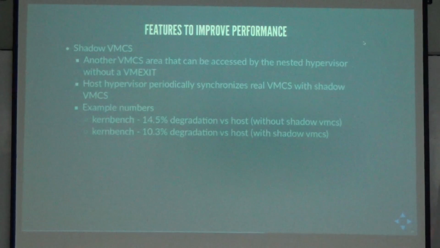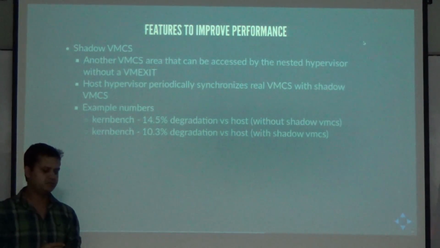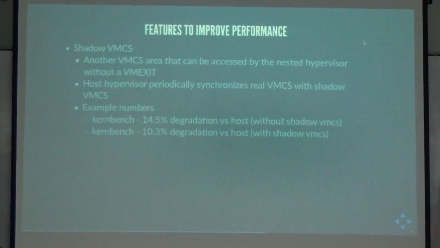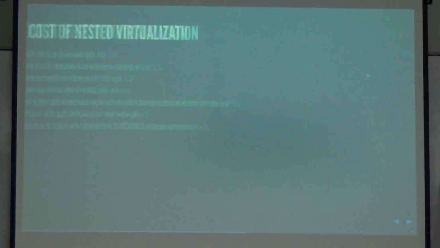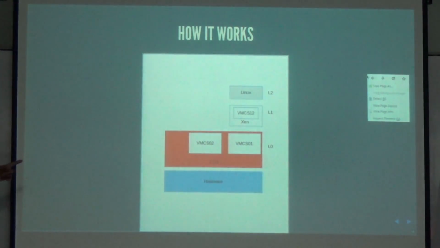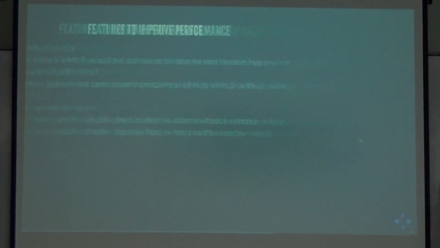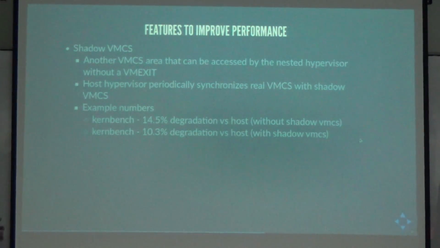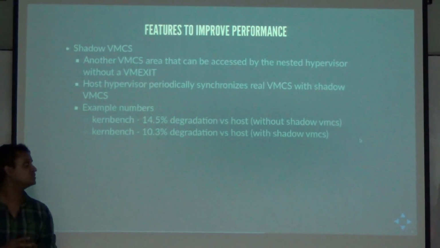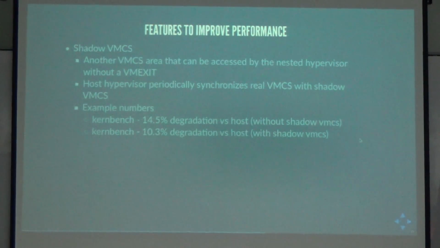Shadow VMCS is another hardware-provided performance-related feature. What Shadow VMCS does is it lets the host hypervisor create a new VMCS besides the one that level 1 is using, such as VMCS 1-2. This is just a shadow, which means that when the level 1 hypervisor tries to access this VMCS, there's no VM exit at all. Because this is a shadow, the host processor knows that you're not supposed to exit.